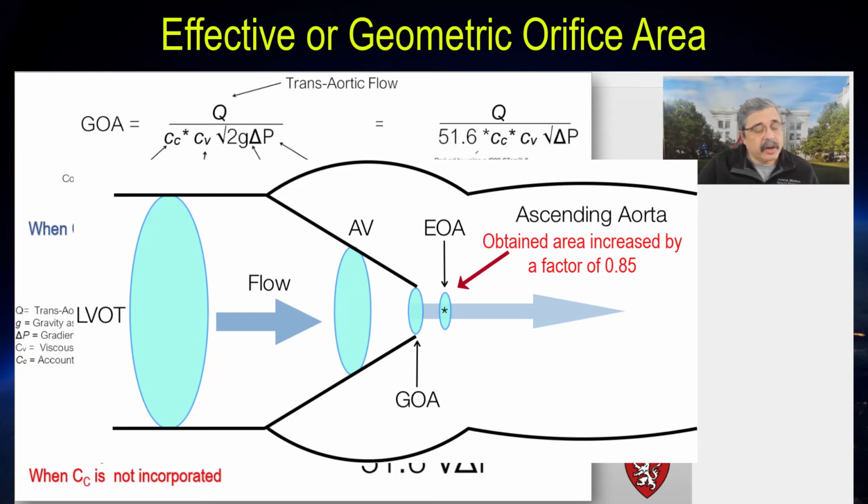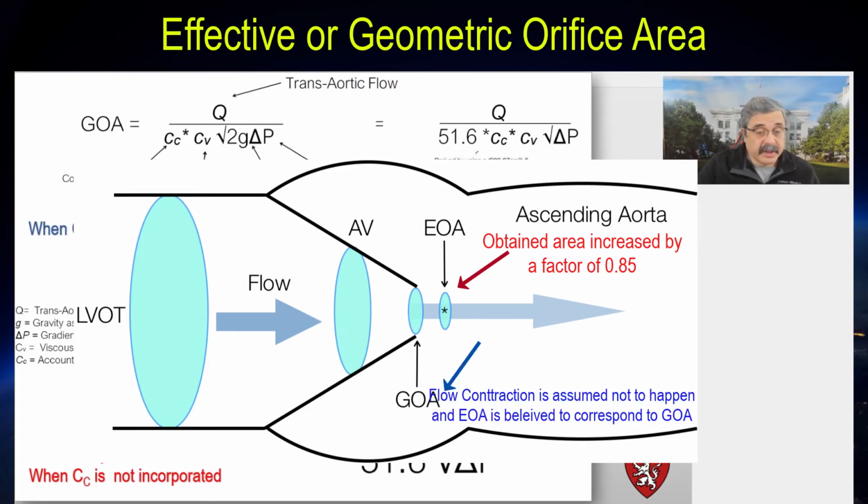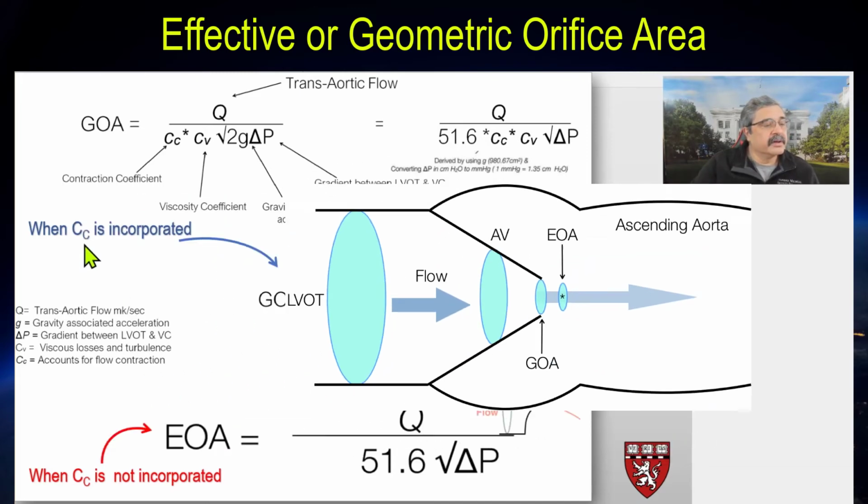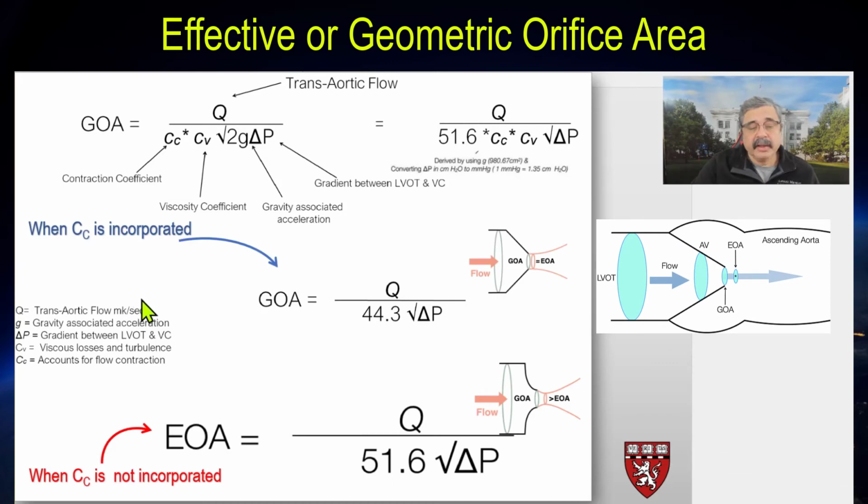However, if we do not incorporate the contraction coefficient, then we either assume that there is no flow contraction, or that this is the actual area of the vena contracta, and the effective orifice area of the aortic valve is measured, which is not corrected to become the geometric orifice area. So incorporation of the contraction coefficient corrects the EOA to correspond to the geometric orifice area. But if we do not incorporate the contraction coefficient, assuming they're both equal, then we measure the effective orifice area, that is the area of the vena contracta, with the Gorlin equation.